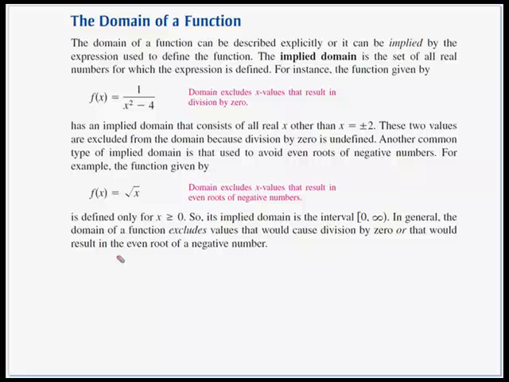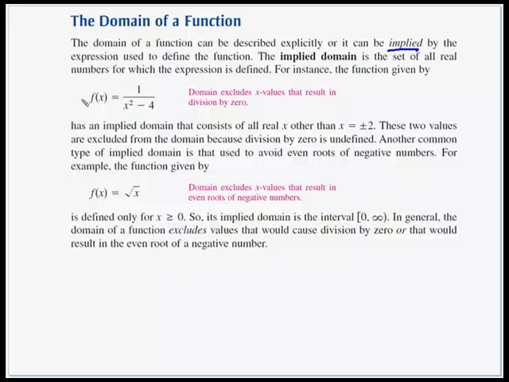Now let's talk about domain of a function. The domain of a function can be described explicitly, or it can be implied by the expression used to define the function. The implied domain is the set of all real numbers for which the expression is defined. For instance, the function given by f of x equals 1 divided by the quantity x squared minus 4 has an implied domain that consists of all real x values except 2 and -2. These two values are excluded from the domain because division by 0 is undefined.